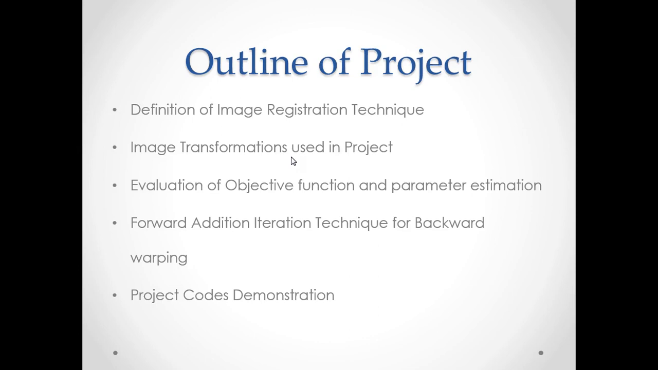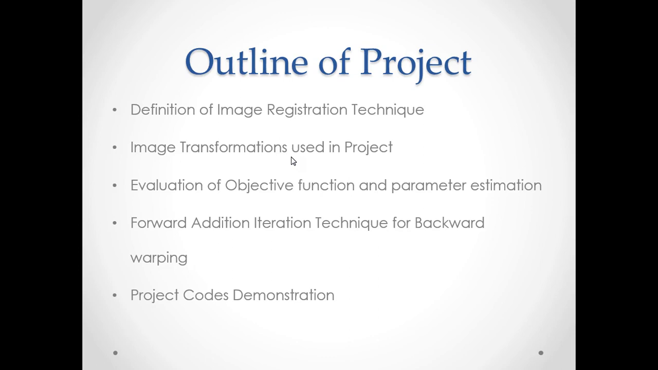We will come up with two terms called objective function and parameter estimation. The objective function is nothing but a function which depends on the reference image and the transformed image, which is also called the warped image, and we will try to minimize the difference. The image transformation depends on a parameter, and if we have the parameters we can use the bilinear transformation to get back the original image from the warped image.